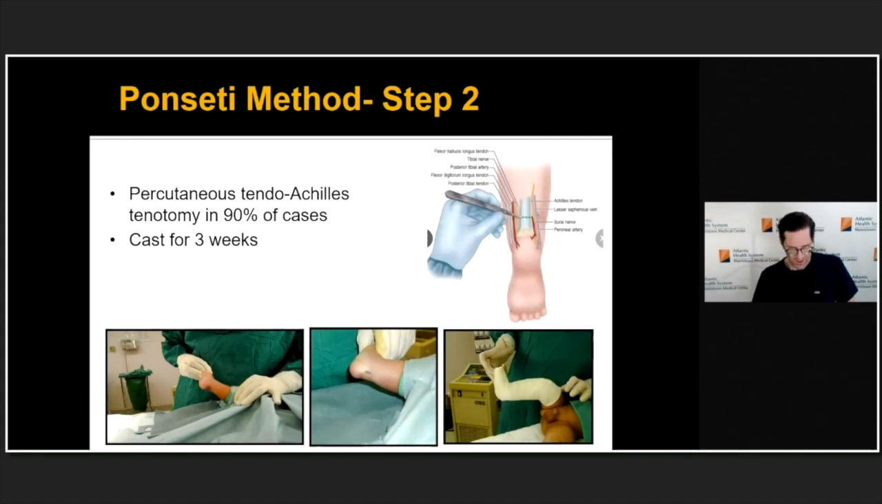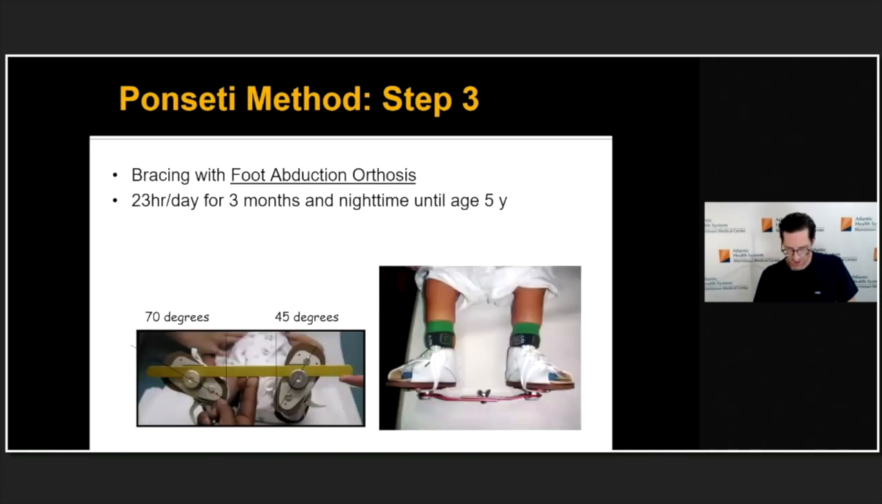Step 2 of the Ponseti technique involves a percutaneous tendo-Achilles tenotomy. This is not a lengthening, this is a tenotomy. You want to cut the tendon completely. This can be done in the OR as shown here, or in good hands in the office. The tenotomy is followed by a cast that's put on for 3 weeks.